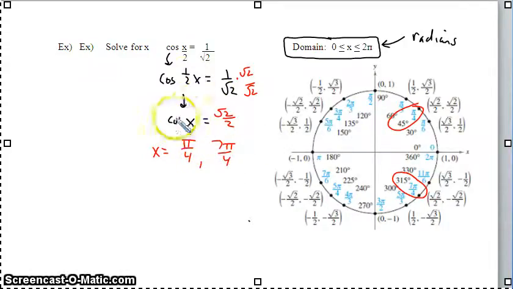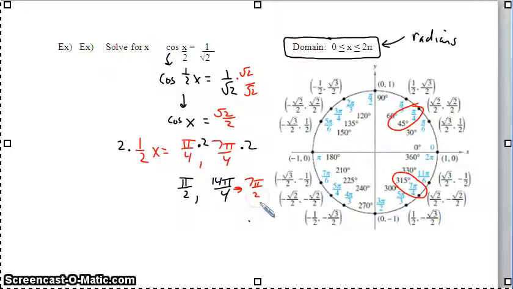But technically, we weren't solving this as if it was cosine of x. It was really half x. So half x is equal to this. So if I'm trying to solve for x, I need to get that x by itself, so I need to get rid of that half, so I'm going to have to multiply all of these answers by 2. So this would make pi over 2, and this would make, let's see, 14 pi over 4, which, if I reduce that, will end up being 7 pi over 2.